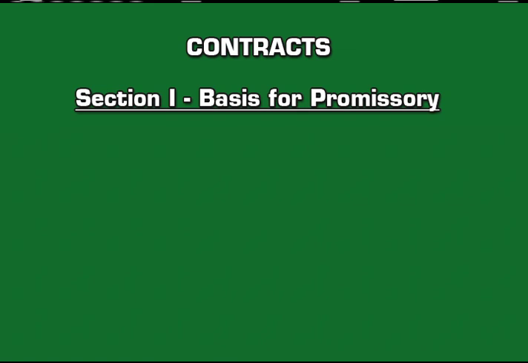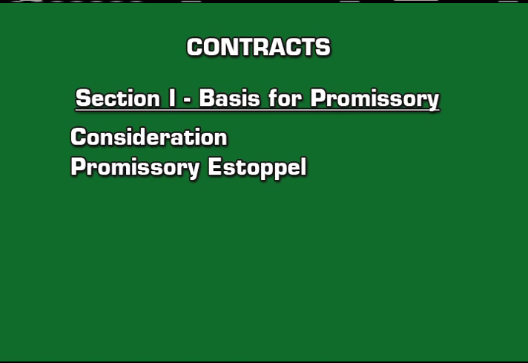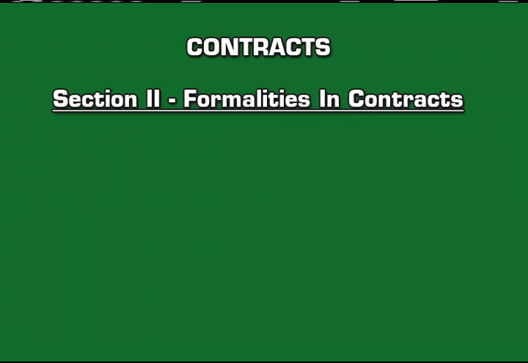Now, let me tell you why I'm telling you about the text. I have organized my lecture in accordance with the sections in the textbook because I like the way it's organized. The first section is the basis for promissory liability. And we're going to begin our review today talking about consideration and then an alternative for consideration, which is known as promissory estoppel. Our next topic, or our next section, will deal with the formalities in contracts. When do you need a writing? That is called the Statute of Frauds.